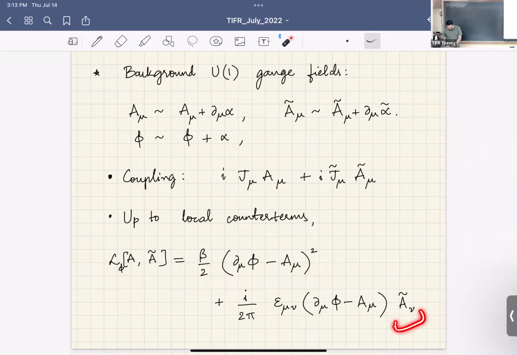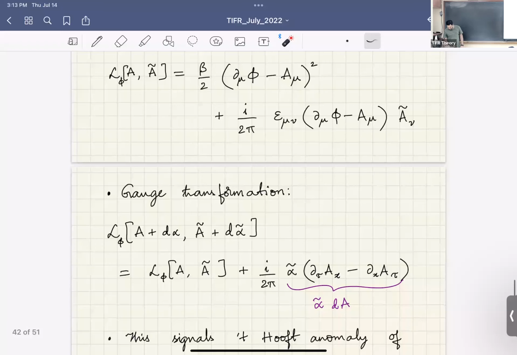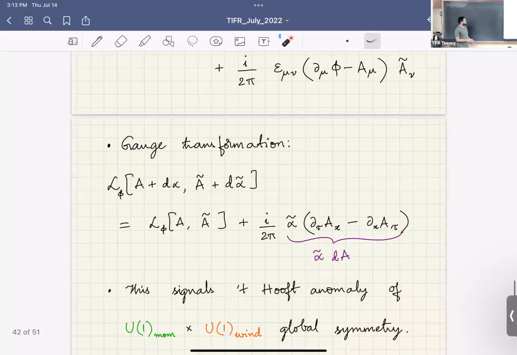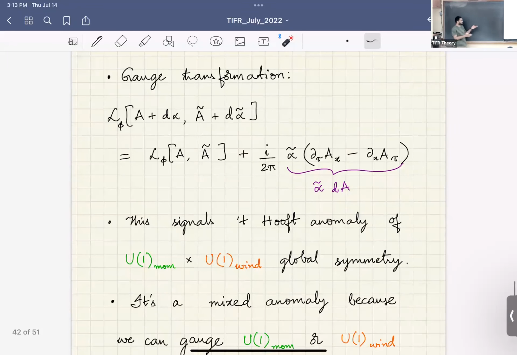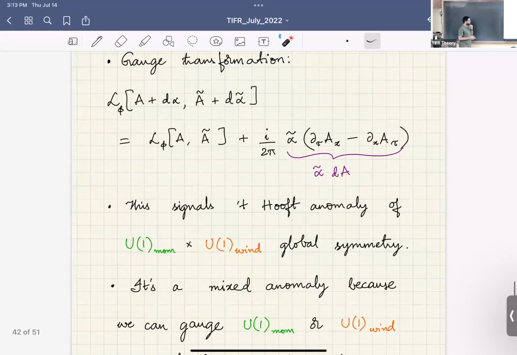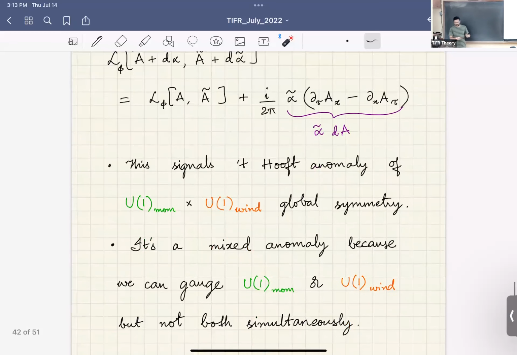But we can explicitly see what happens under the gauge transformation. When we do this, there is an extra term that depends on the gauge parameter of the winding symmetry and the field strength of the momentum. This is what signals the anomaly between these two symmetries, the momentum and winding symmetry. It's called a mixed anomaly because you can gauge either the momentum symmetry or the winding symmetry, but not both at the same time, because of this structure. That's why it's called mixed.